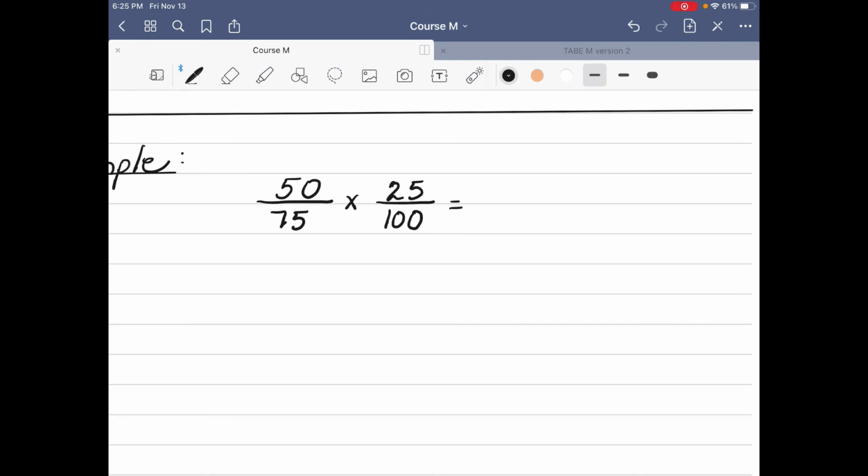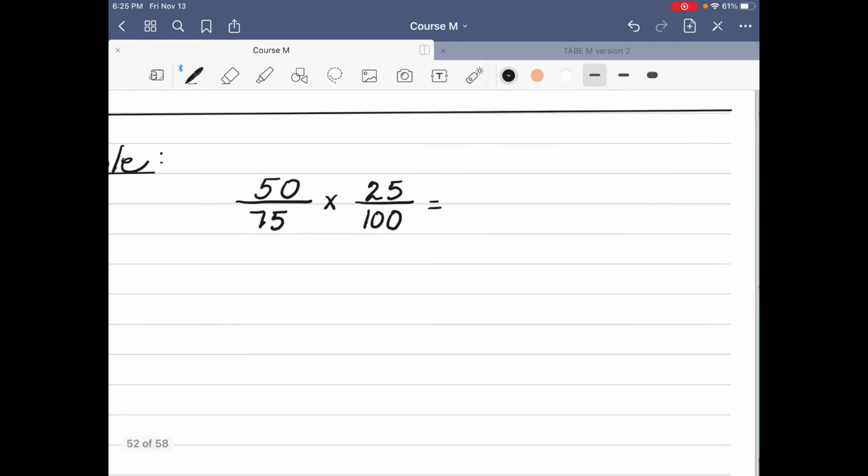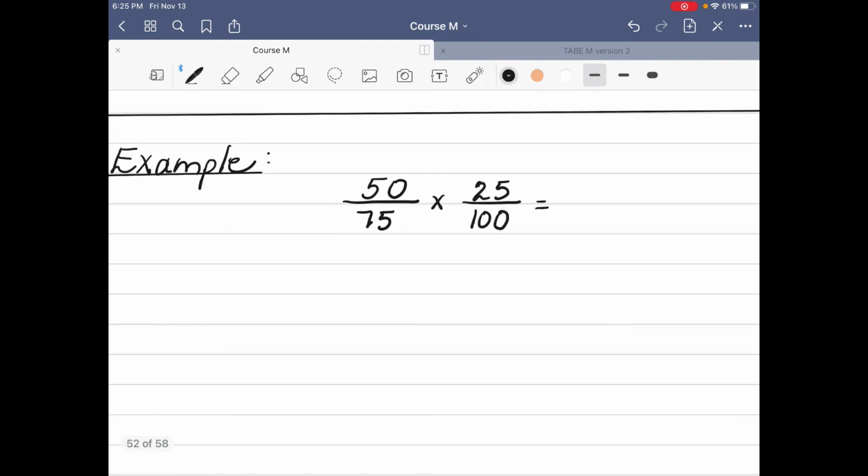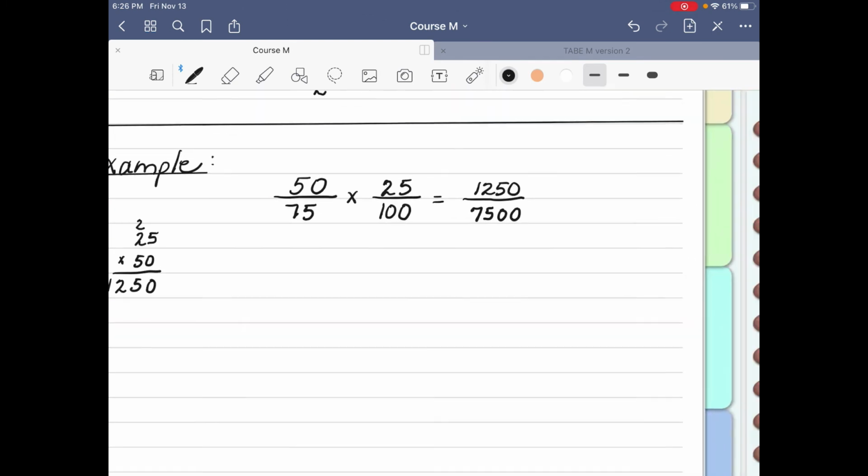50 times 25. Let me come over here and work this one out for you. If you can do it in your head, that's fine. But if not, I would have to multiply. So that is 1250. Did I do that right? Yes, okay. And then on the bottom, I have 75 times 1 and 2 zeros. So I have to simplify this thing.